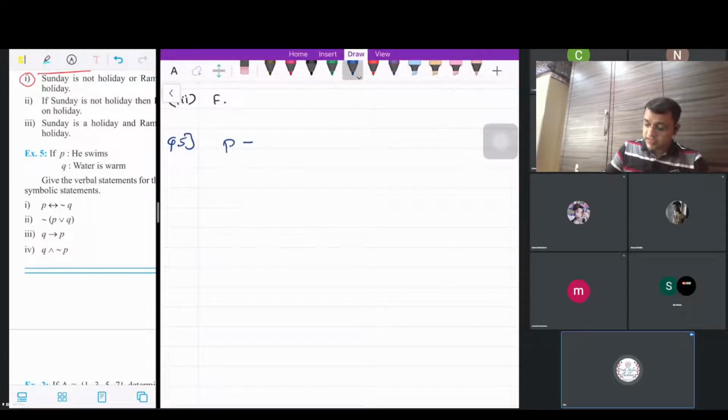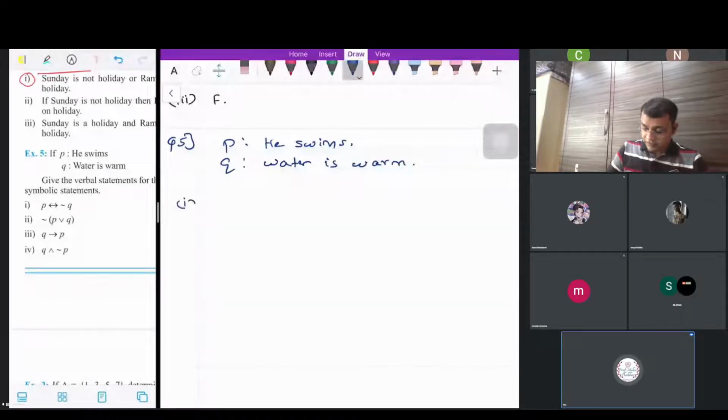P is that he swims. Q is that water is warm. One of the easiest questions over here. P double implication of negation Q. So what do we write? He swims if and only if water is not warm.